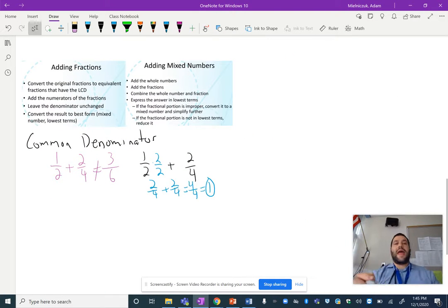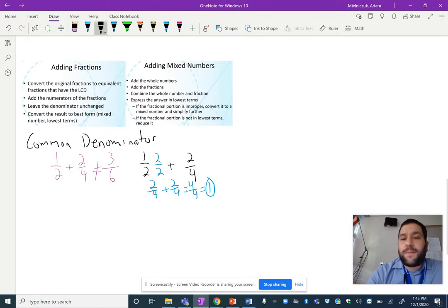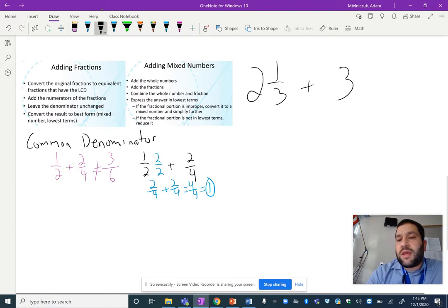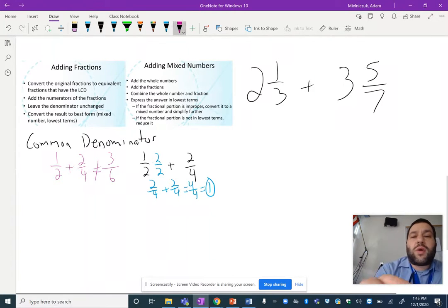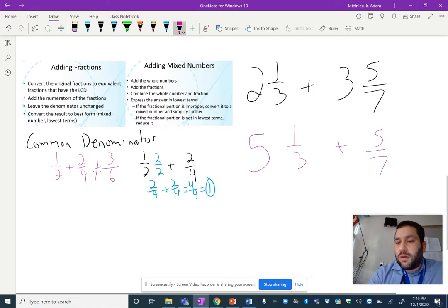Now, if you are going to add mixed numbers, it's not much different. If we were looking at something such as 2 1/3 plus 3 5/7, the first thing you want to do is add the whole numbers. So 2 and 3 is 5. Then we want to add the fractions. Okay? But we have to find a common denominator first.